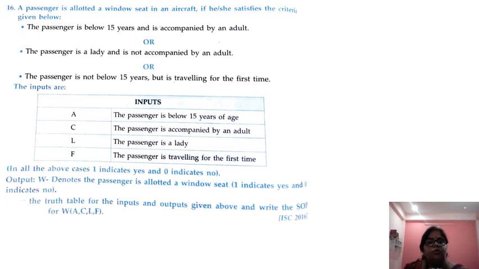Now what we have to do is see how the window seat is allotted. See, the 3 criteria are there. If the passenger is below 15 years and is accompanied by an adult, then he or she is going to get a window seat. Or the passenger is a lady and is not accompanied by an adult, then also she is going to get a window seat. Or the passenger is not below 15 years but is traveling for the first time, then also he is going to get a window seat.